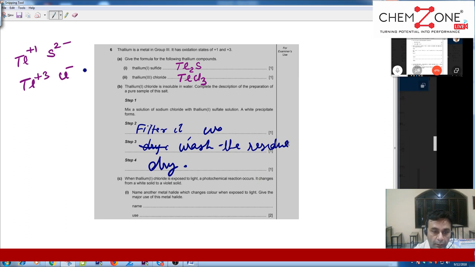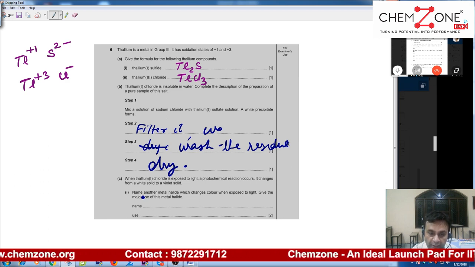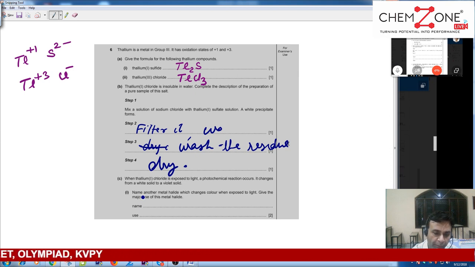Okay, sir. Thallium chloride is exposed to light, a photochemical reaction takes place. It changes from a white solid to a violet solid. Name another metal halide that changes color when exposed to light. Give a major use of this metal halide. Do you have an example? Do you have an answer for this one? I don't know, sir, because it's a very typical question of cramming.